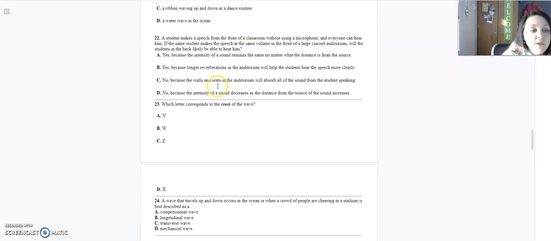What do we think? I would say no, because the intensity of the sound decreases as the distance from the source increases. That means if he's standing in the front, his sound intensity is not going to be as loud if you're standing in the back as if you were in a classroom.